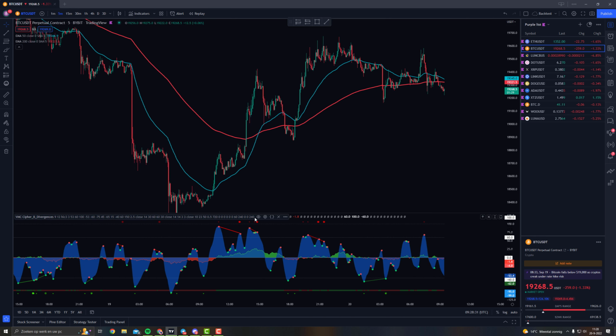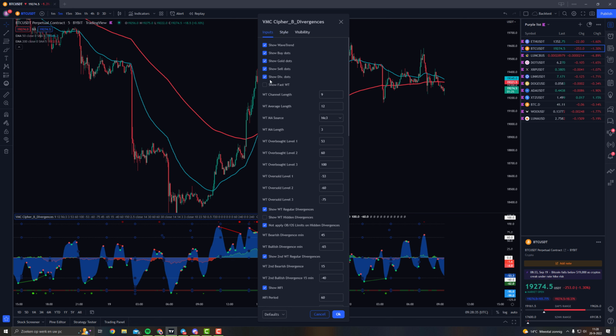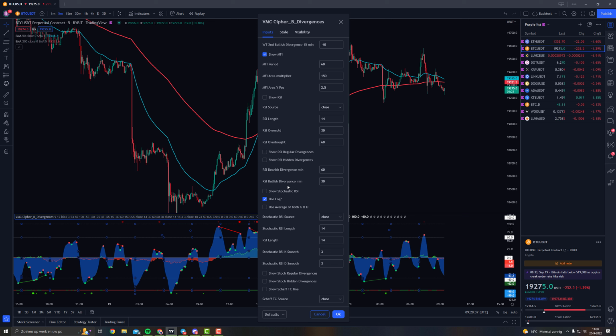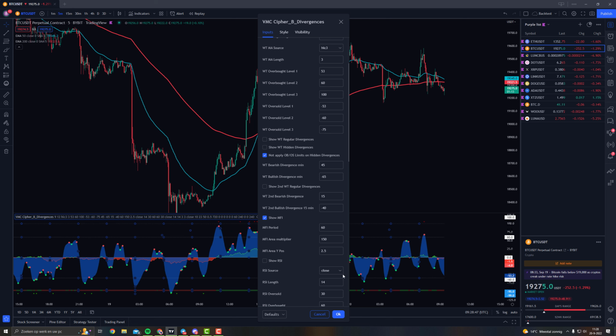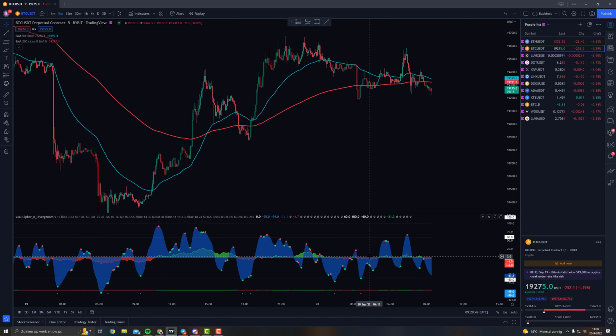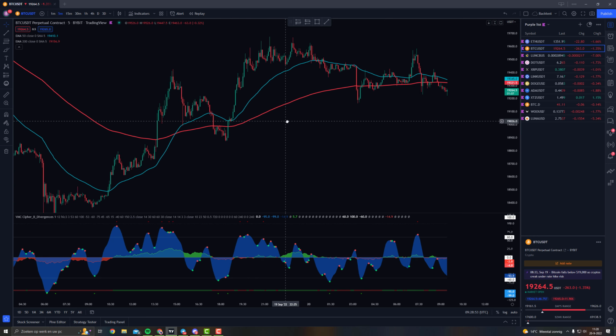And for the VuManChu, if you go to the settings there, I've turned off the fast wave trend and I've turned off the stochastic RSI. For this strategy, you're not using divergences, so you could actually turn them off as well. So you're actually only looking for the green and red dots for his strategy.